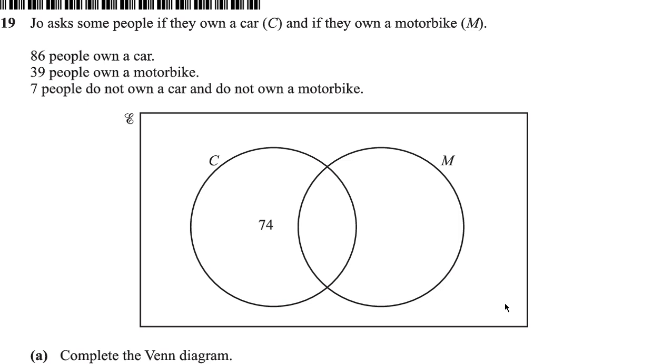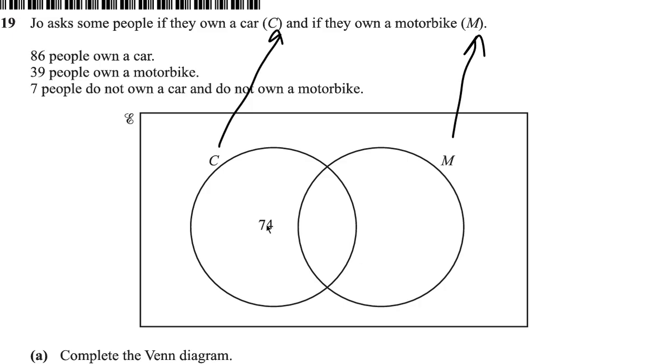Okay, question 19 says, Joe asks some people if they own a car and if they own a motorbike, right? So 86 people own a car, 39 people own a motorbike, and 7 people do not own a car and do not own a motorbike. Complete the Venn diagram, right? So you can see that over here, this C represents the cars, right? And M represents the motorbikes.